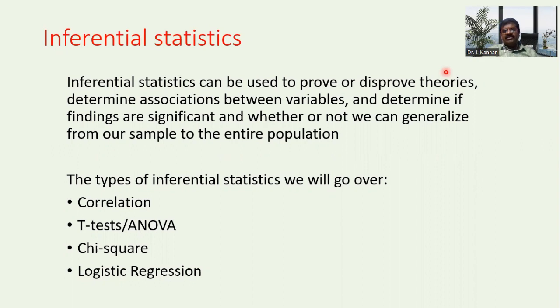Most of the times I have seen you will be very keen to support your alternative hypothesis. To do this, you have to do the inferential statistics. You have different types of inferential statistics like correlation, t-test, chi-square, and logistic regression. So you have to find out what type of data you have, and based on the data, you have to find out what type of test you have to do. So that's what we are going to see now.